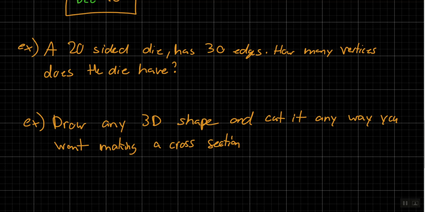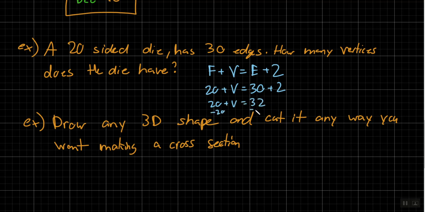Okay, what did we get for the first one? 12. Yes, we should have done faces plus vertices equals edges plus 2. How many edges do we have, Vincent? Okay, and what else did we know? Which is F or V. Faces, 20, plus V. So that should have been 20 plus V equals 32. And if I subtracted 20 from both sides, I should have V equals 12.